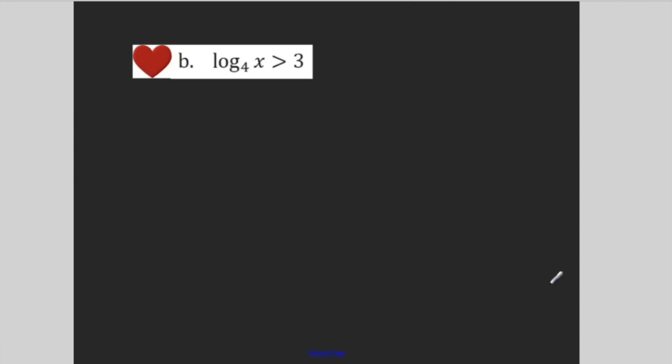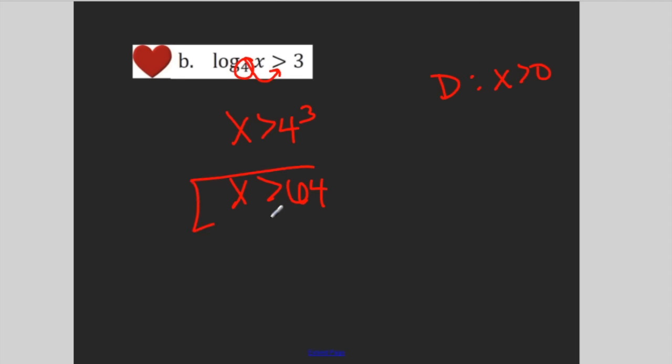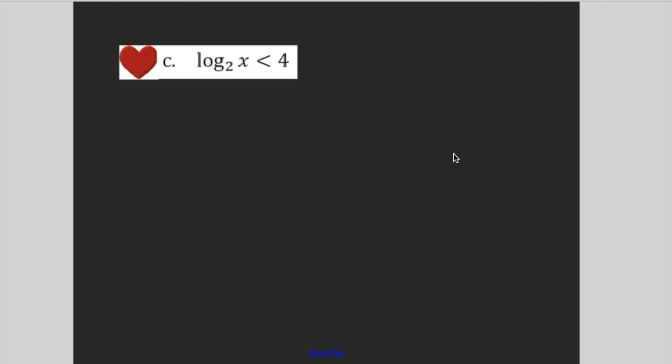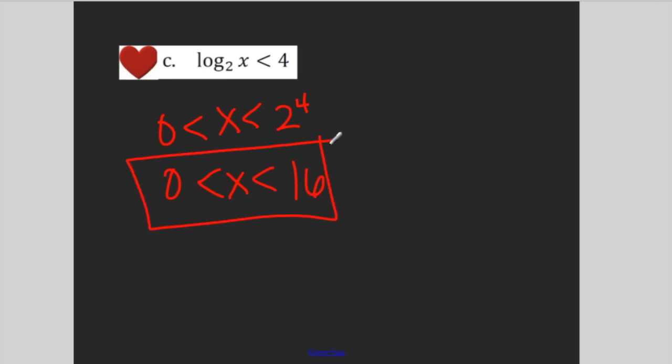All right, here's b. It's a greater than. So you'd have 4 to the third. So x is greater than 4 to the third. And so x is greater than 64. Remember, domain is x is greater than 0. Is 64 greater than 0? Yes, that's why I do not have to include 0 on that one. And C, we would have x is less than 2 to the fourth. So I would have to include 0, my domain. And 2 to the fourth is 16. So there is my answer for C.